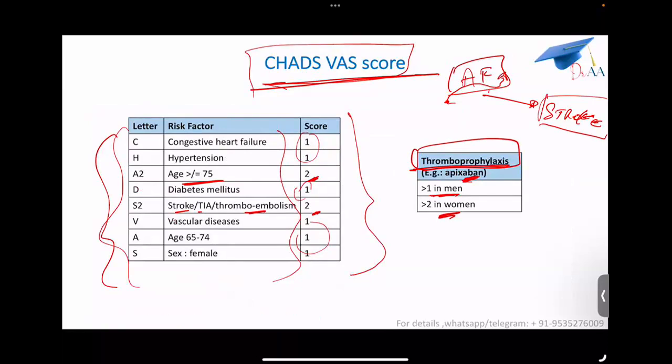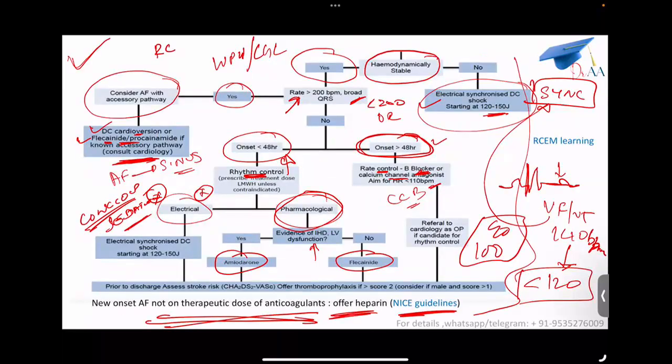Sir, IV heparin, for how many days do we have to continue? Sorry? IV heparin, according to the NICE guideline, for how many days do we have to continue? We usually give heparin and convert into oral anticoagulants later on. Okay, this is to bridge the gap.